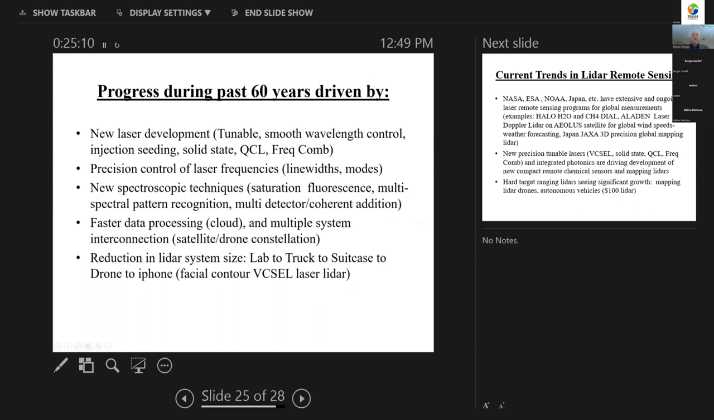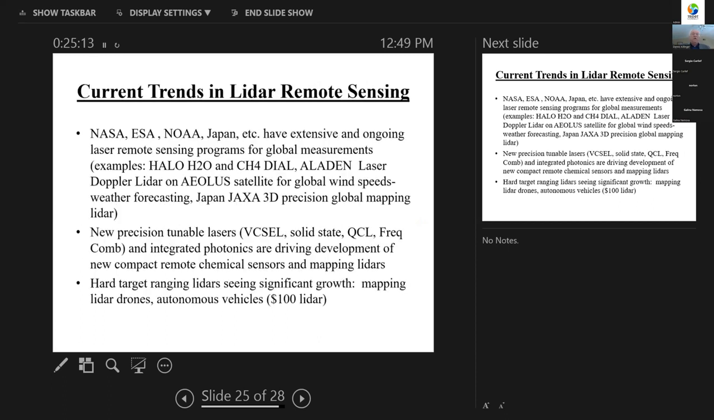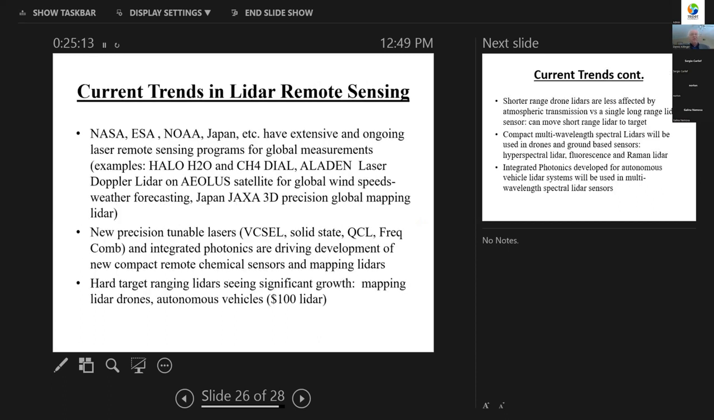ESA and NOAA, and they have large programs for measuring around the Earth. There's the DIAL systems, Aladdin, ones for looking at CO2. There's also new precision tunable lasers. I've talked about this.